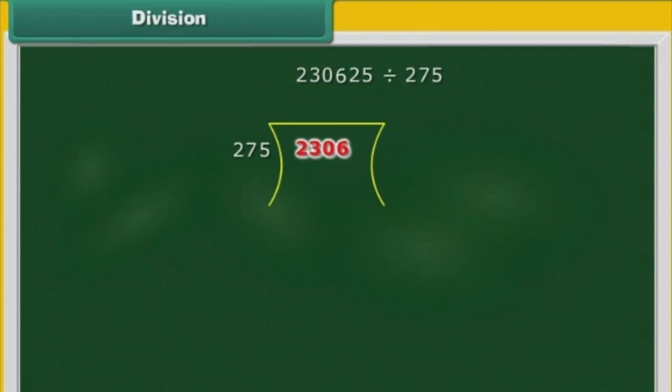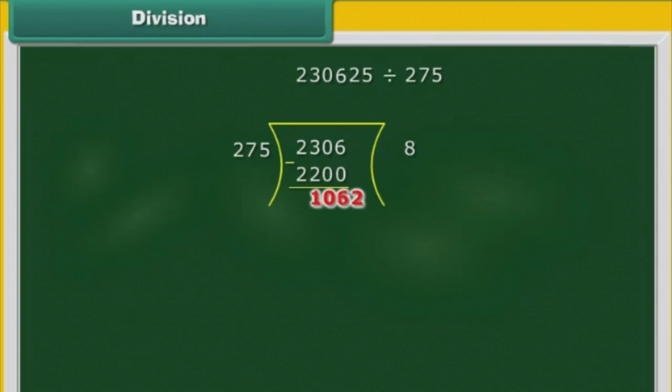2306. 2306 is big enough to hold 8 times 275. That is 2200. Therefore, write 8 on the right and 2200 beneath 2306. Subtract and write the difference 106 below. Bring 2 down. The new number formed is 1062.